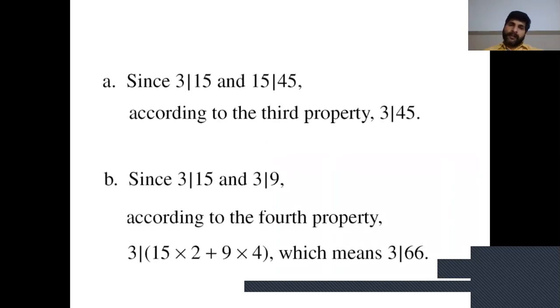Since 3 divides 15, 15 is divisible by 3, and 15 divides 45, according to the third property, 3 divides 45. If A divides B and B divides C, then A divides C. It means 3 divides 15, 15 divides 45, so 3 divides 45, also divisible. 3 divides 15 and 3 divides 9, so according to the fourth property, 3 divides 15 into 2 plus 9 into 4, which means 3 divides 66, also divisible.